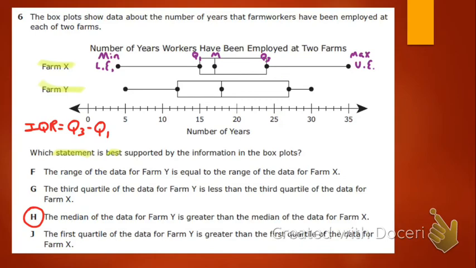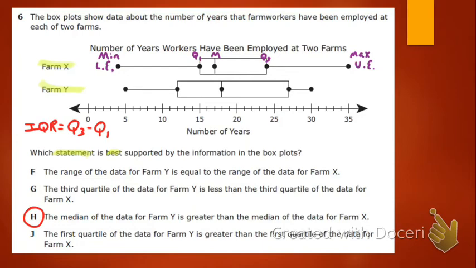And remember, the range is the difference between the smallest value and the largest value. You subtract the two and that gives you your range. The spread is just like from the smallest value to the largest value. Let's say for farm X, your spread would be from 4 to 35. It's kind of similar to your range, but just not subtracting.